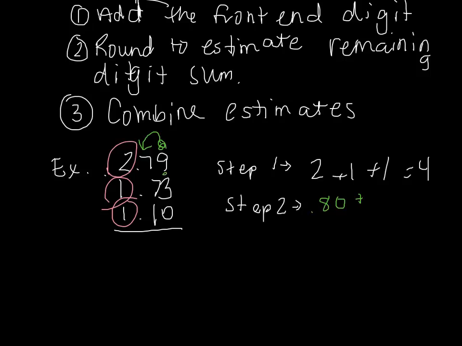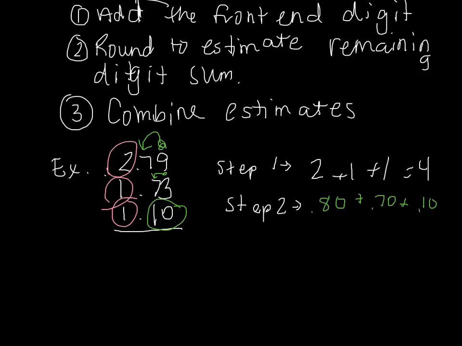If I look at my 3, it's 4 or less. So I know that I need to keep the 7 the same. So I'm going to add to the 80/100ths a 70/100ths because 73 would round down to 70. Then lastly, I'm going to look at this one, and it is already nice. It is already rounded and estimated for us. So I just need to add 10/100ths to my final number. So 80 plus 70 is 150, plus 10 more is 160.